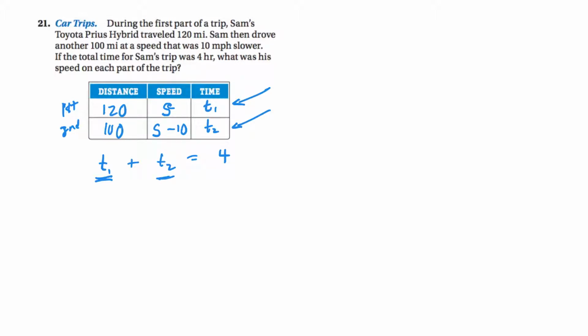Let's try it. So the formula is distance equals rate times time. And so time is equal to distance divided by the rate. If you divide both sides by r, these cancel, you're left with d over r. So for time 1, the distance is 120, and the rate is s. And then for time 2, the distance is 100, and the rate is s minus 10.